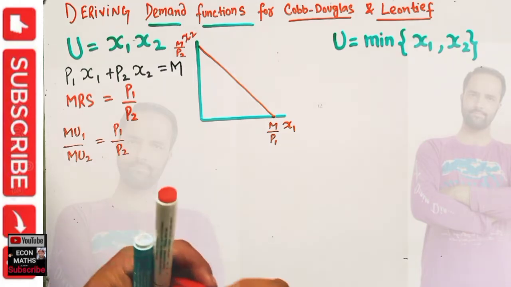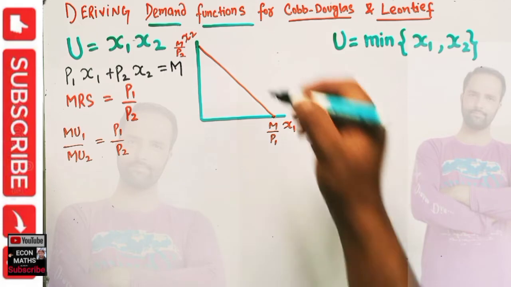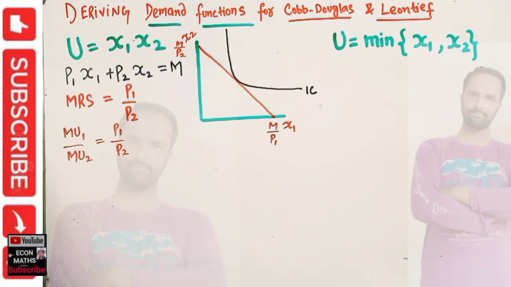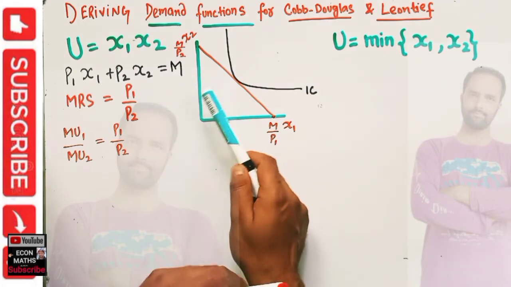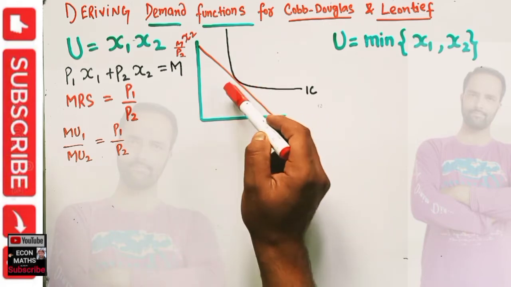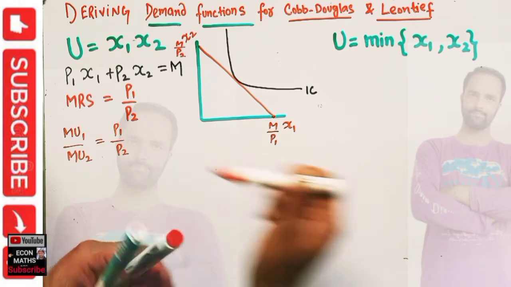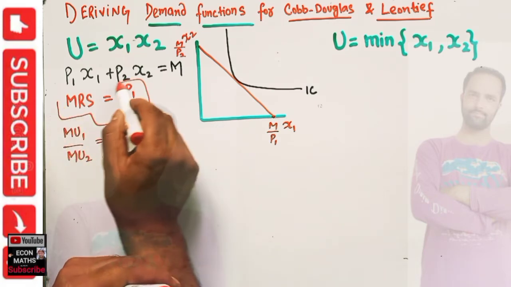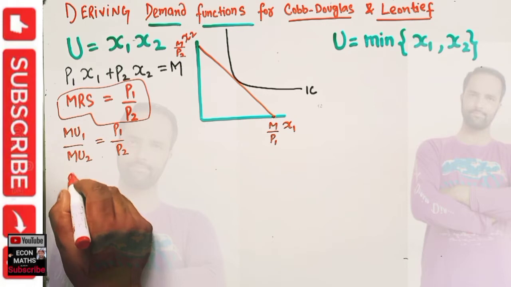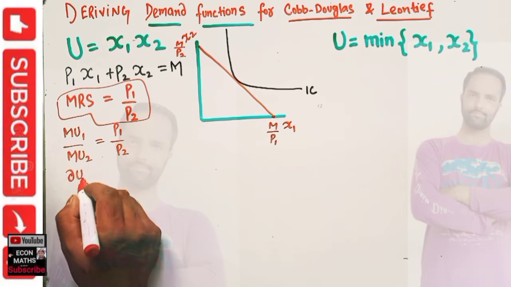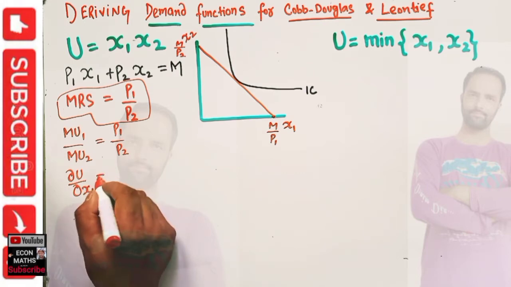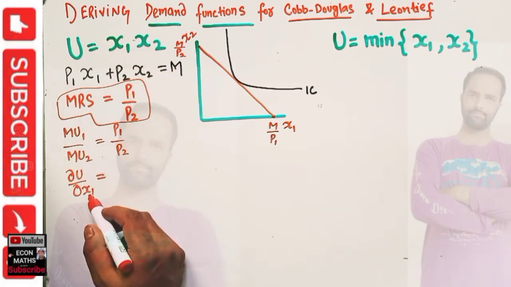Our indifference curve will look like this. We want to maximize our utility with the given budget. So when the budget line and the indifference curve are tangent to each other, that is when this condition is satisfied, and we are at the equilibrium position. Marginal utility of 1 means the derivative of the utility function with respect to good 1.